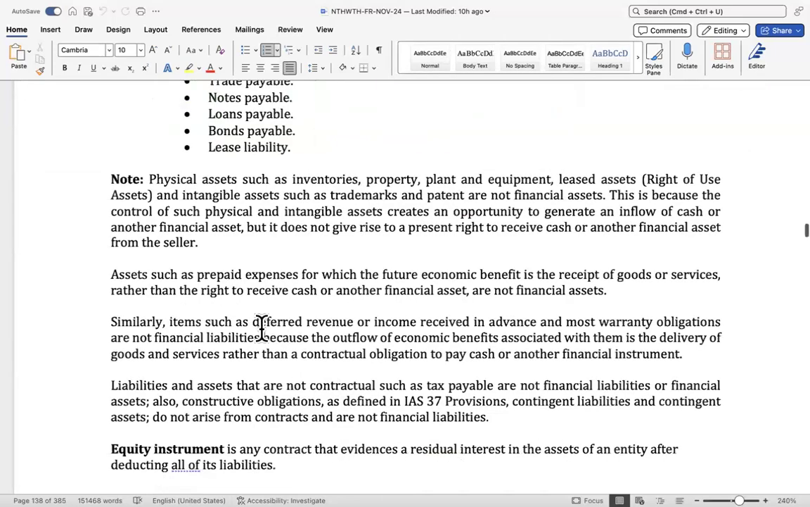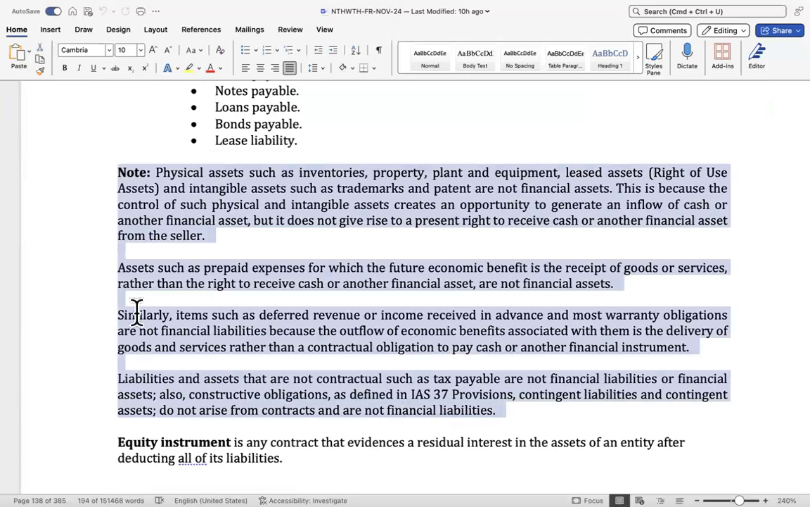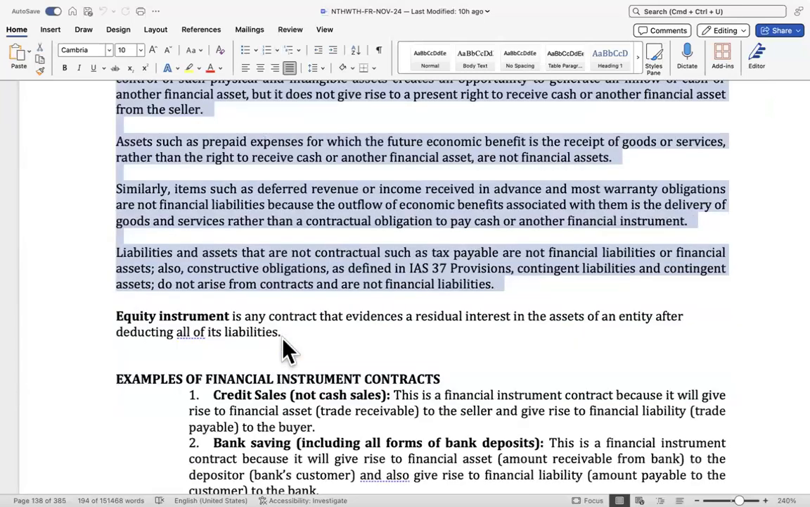All of these things I've been explaining are actually in your notes. We also defined equity instruments here and all of that.